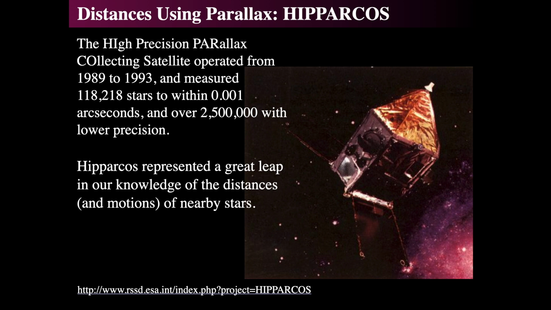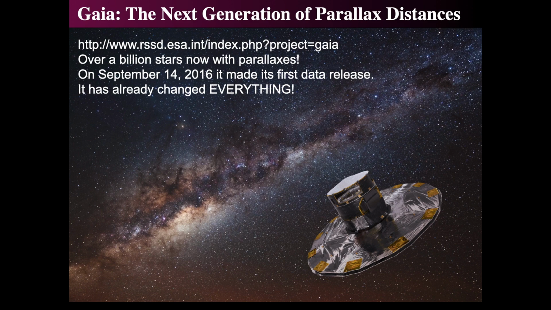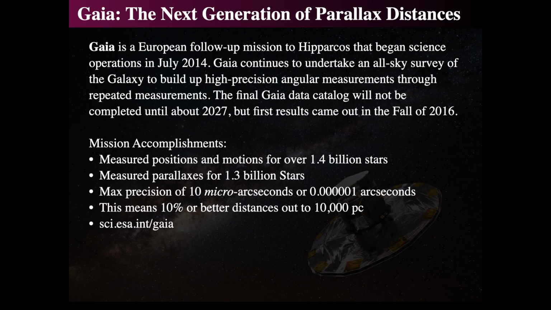So that was an amazing step forward. But the Gaia project, which was launched in 2014, collected over 1 billion stars as of 2016. In fact, it has done even more than that. Its most recent data catalog, Data Release 3, came out in 2022, and it'll probably have a final release roughly around 2027.